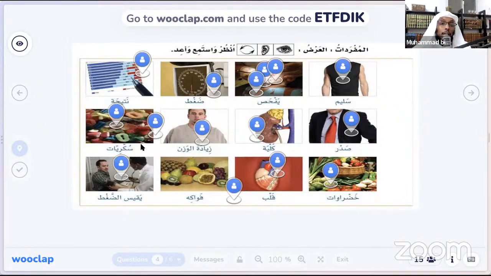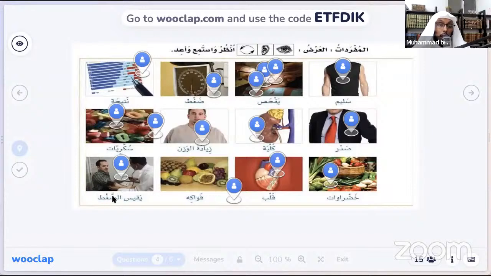سكريات is the plural of سكري, which means sugars. سكر means sugar. سكريات, sugars or carbohydrates. Okay. خضروات, vegetables. قلب, heart. فواكه, fruits. يقيس الضغط. These are two words. يقيس, which means to measure, and الضغط, which you already done.